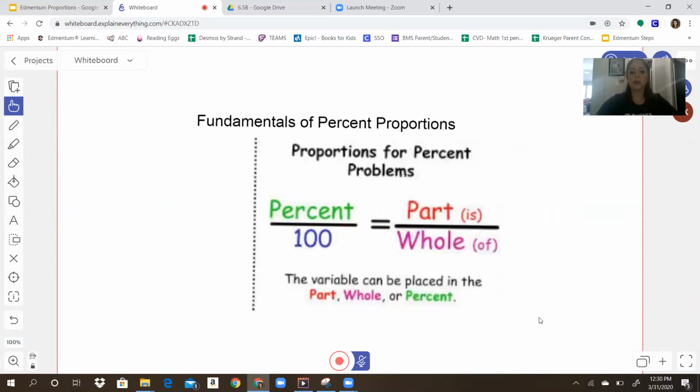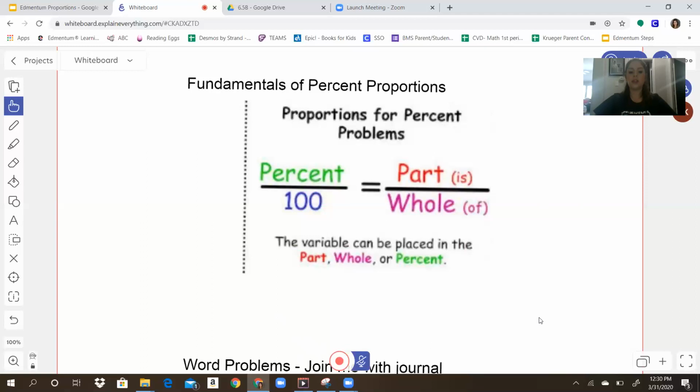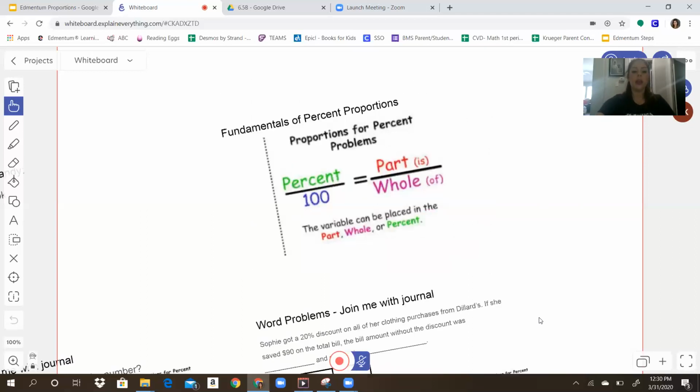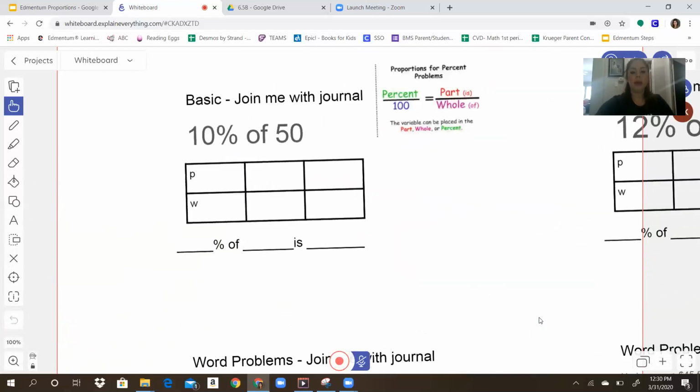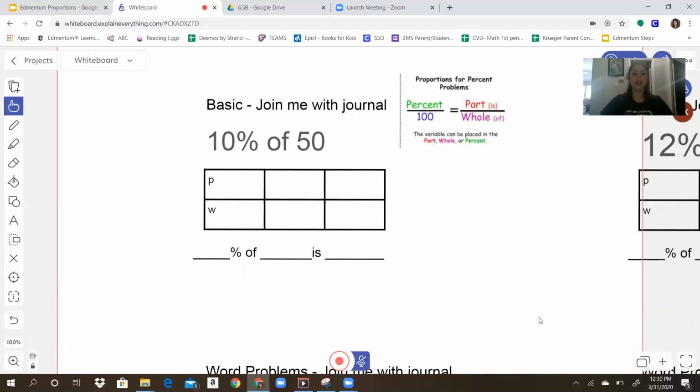The fundamentals of percent proportion are percents are always over 100, parts are always over whole, and an indicator for a part is the word is, and an indicator for whole is the word of. 42 is 50% of a number. So those are the fundamental things we have to have: part, whole, and percent. So again, basic, join me in your journal if you like.